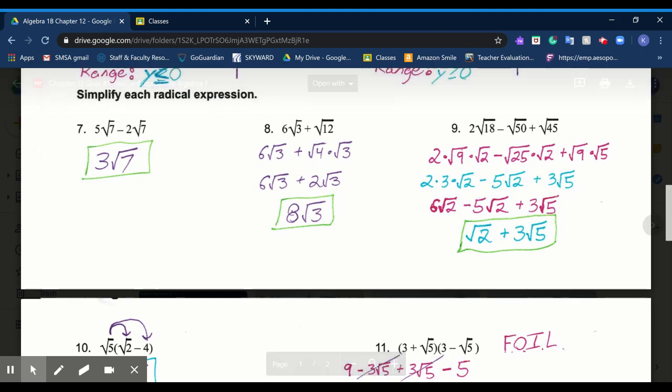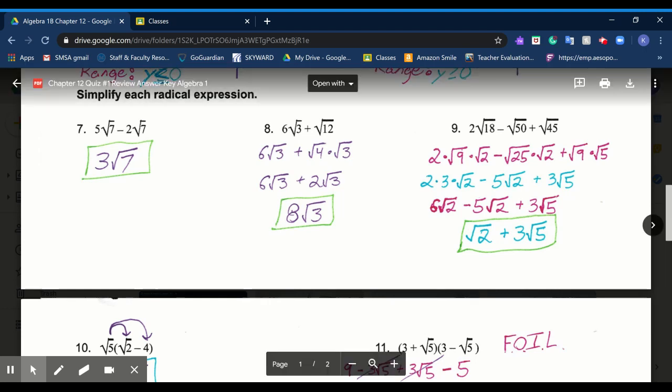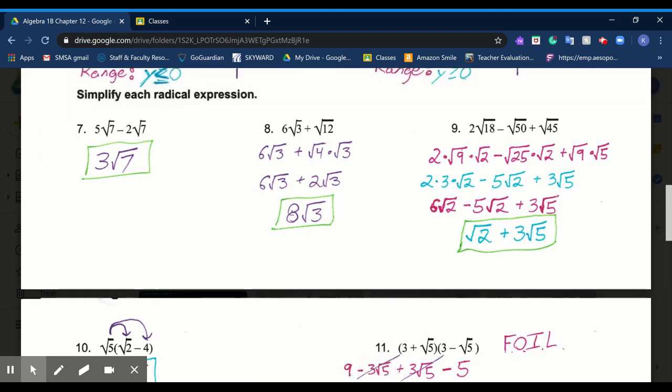In 8, this is 6 square roots of 3. Then we can split the square root of 12 into the square root of 4 times square root of 3. Square root of 4 simplifies to 2. So it's 6 square roots of 3 plus 2 square roots of 3, which is 8 square roots of 3.